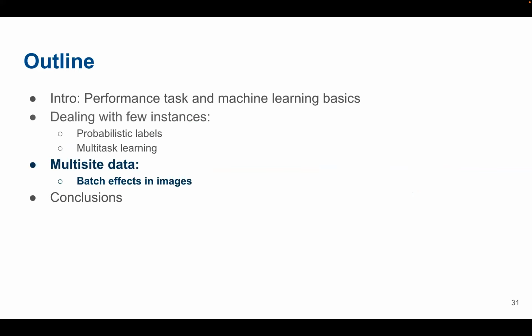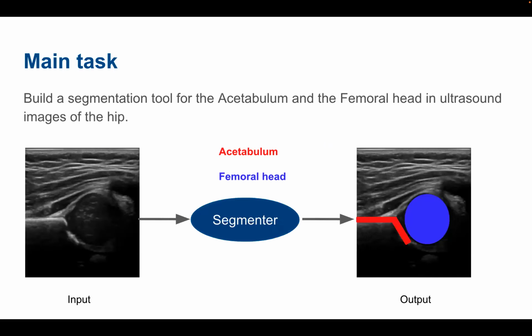The third one, the multi-site data. Let's imagine that we want to build a segmenter again. We have this input, again, an image of the hip. We input that into a segmenter, and then we want this output, a mask that tells you what is the ilium and acetabulum, that is the red bone, and the blue bone, which is the femoral head. You want to do that.